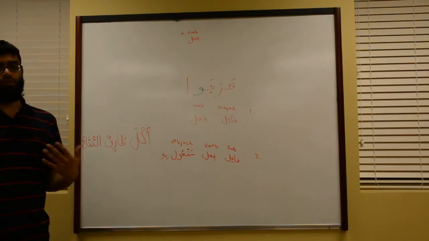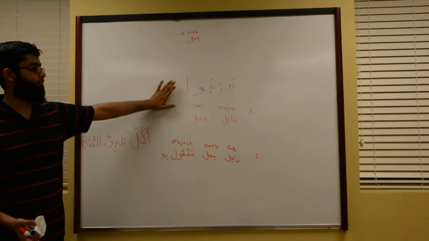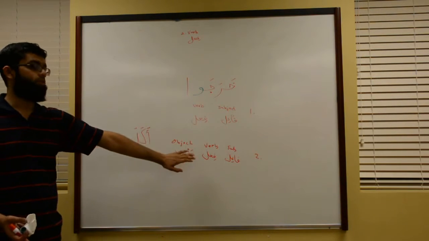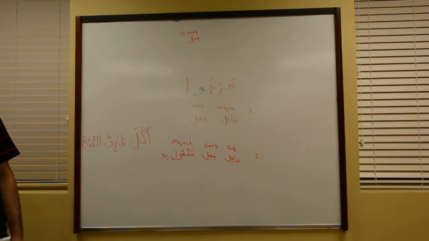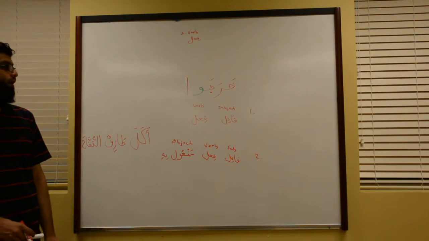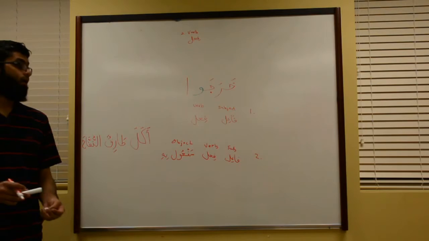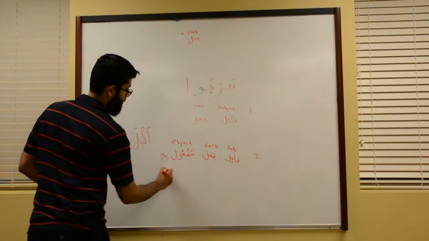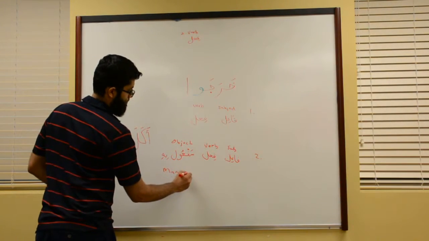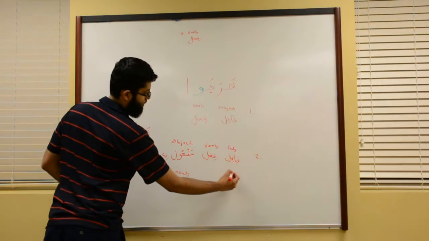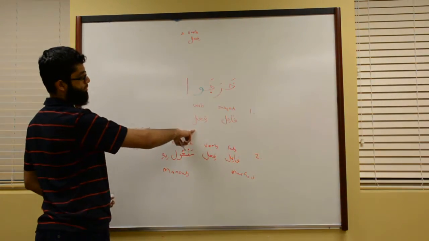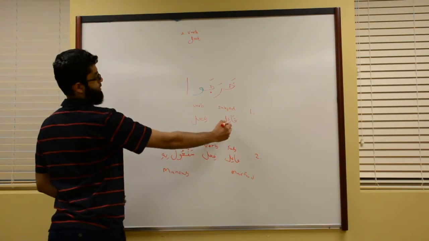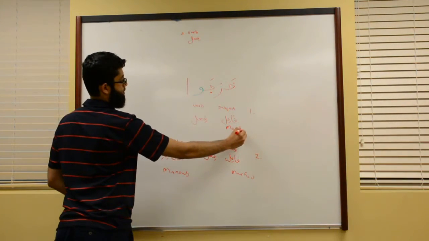Some verbs will just have a subject and a verb. Some will need an object. What's the rule for the object? The object will be mansoob. And what will the subject be? Marfu'. What about in this sentence, is it still going to be marfu'? Yes, still marfu'.